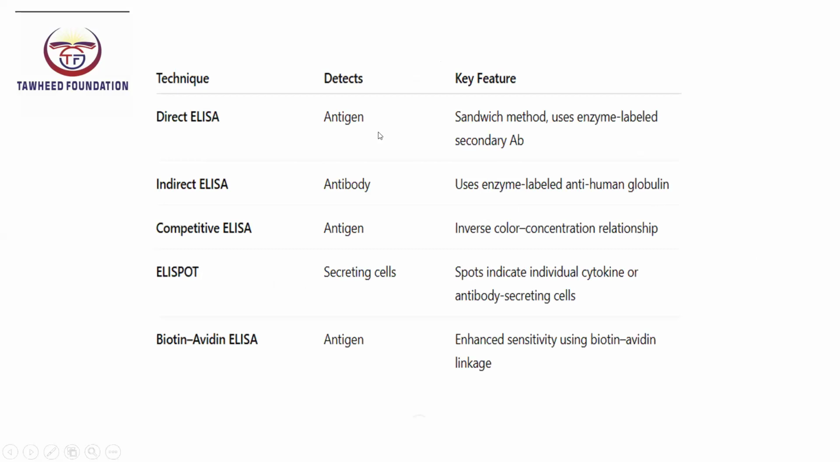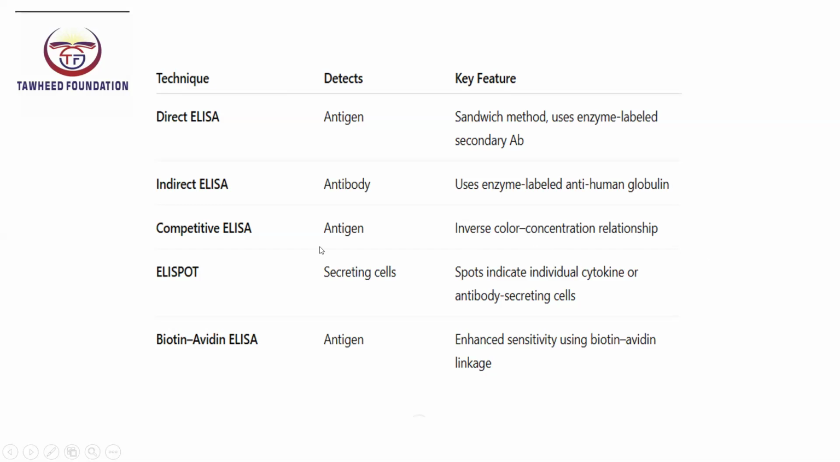So this table is divided into three parts, which is technique, detects, and its key features. Direct ELISA detects antigen, and its key feature is it uses sandwich method and uses enzyme labeled secondary antibodies. In indirect ELISA, it detects antibody. It uses enzyme labeled anti-human globulin. In competitive ELISA, it detects antigen and it gives inverse color concentration relationship.